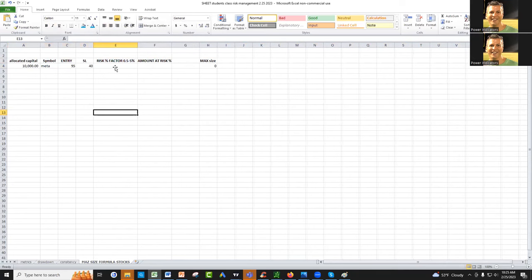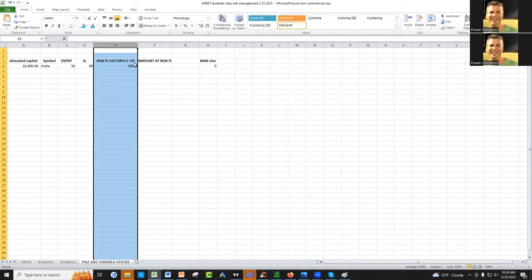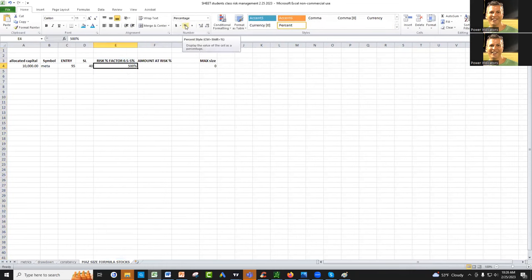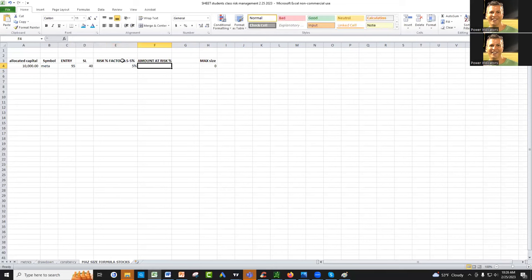So look, the percentage factor is 5%. So this needs to be converted in percentage right there, boom. It's the percentage. I don't know why I say percentage 500, but you got the point. This needs to be a percentage. Hold on, I put 5%. Okay, 5%. And this one equal the capital at risk times this one, the amount at risk, and boom, now you have your max size.